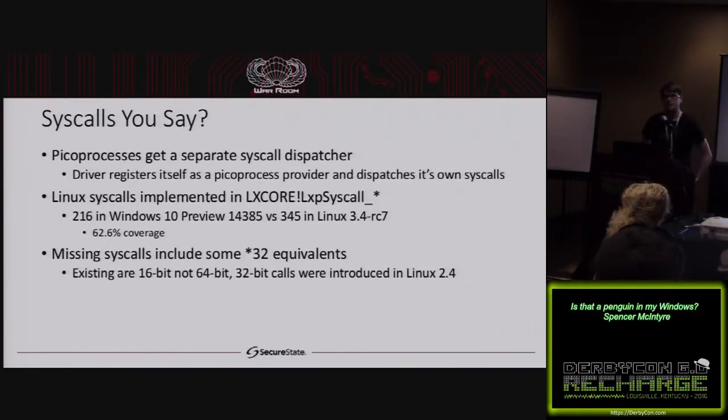The Pico processes also get a separate syscall dispatcher. There is an additional syscall dispatcher, and there's exactly one that is available on the system. When the LXSS driver and the LX core drivers are loaded, they register themselves as a Pico process syscall dispatcher. So they're a provider, meaning that when the Pico processes are actually started and the transition is made into kernel land because one of those Linux processes is making a system call, Windows knows that this is a Pico process, so it's going to route that system call to the provider that has registered itself as the driver. In this case, it's going to be LX Core.